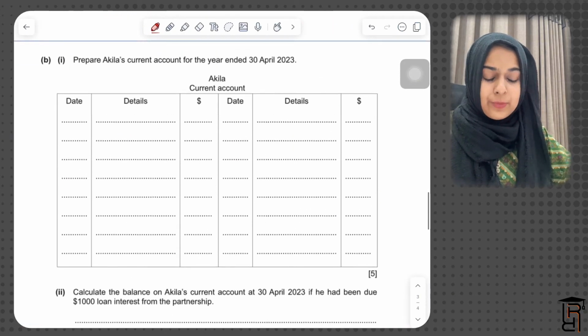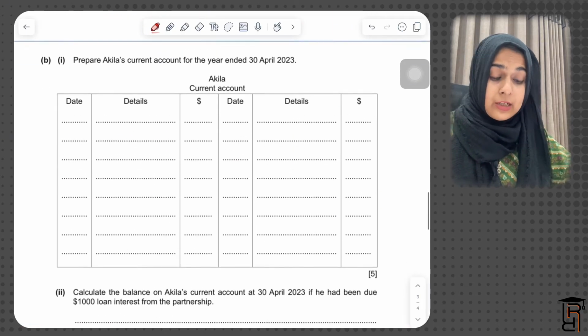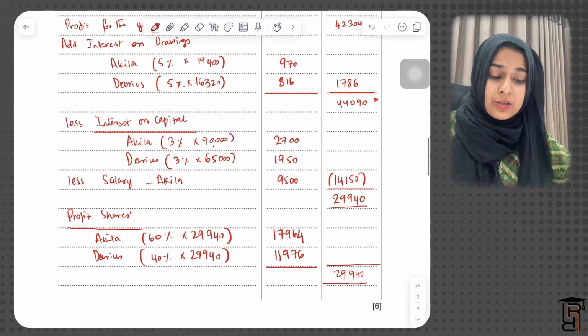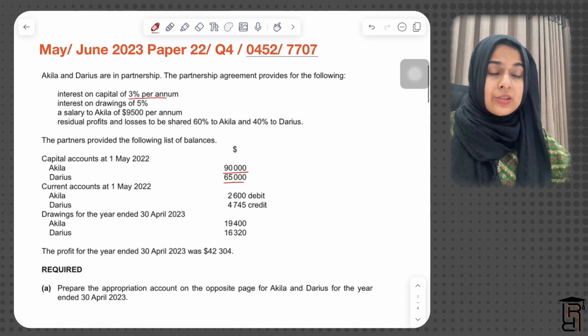Now in the next part, they're asking you to make a current account for Akila. So what is the point of a current account? In partnerships, whatever the changes are in the capital.